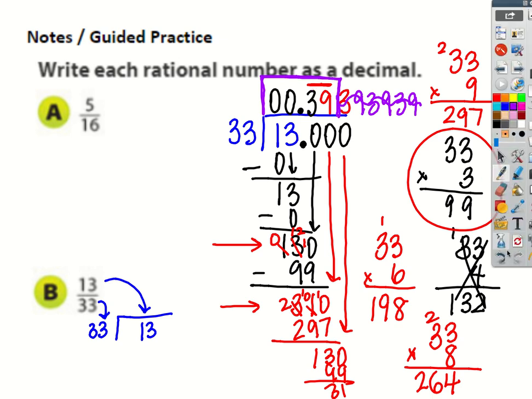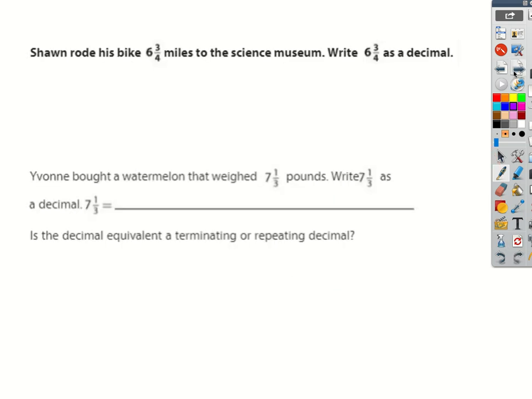So be patient, take the time to do it correctly. All right, let's look at the next example. It says that Sean rode his bike 6 3/4 miles to the Science Museum. Write 6 3/4 as a decimal.